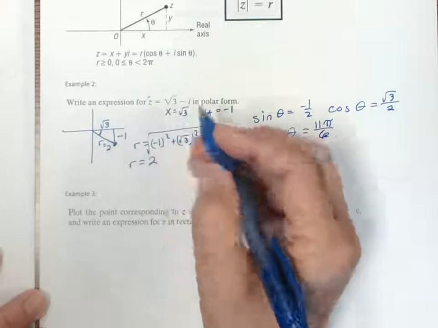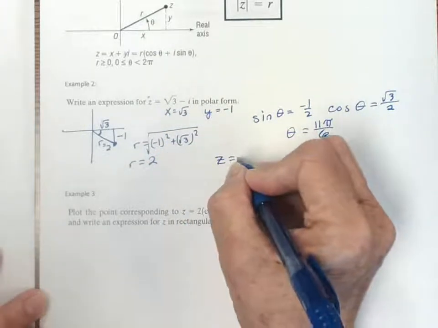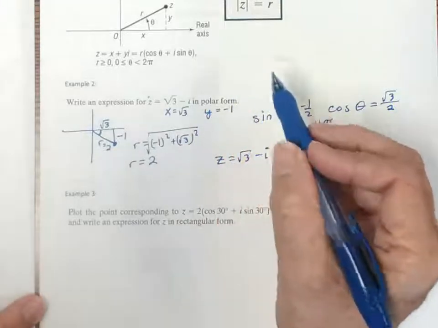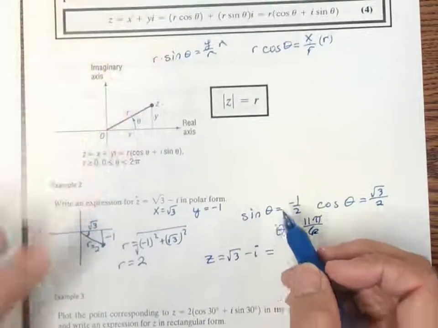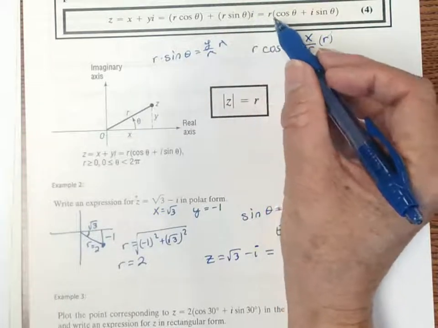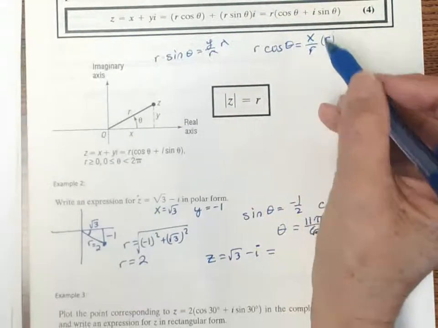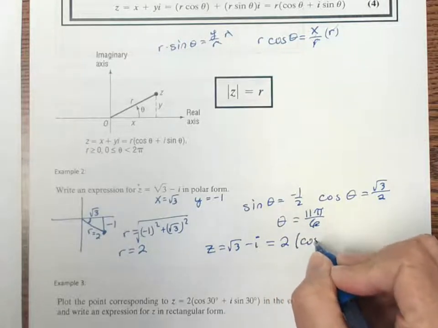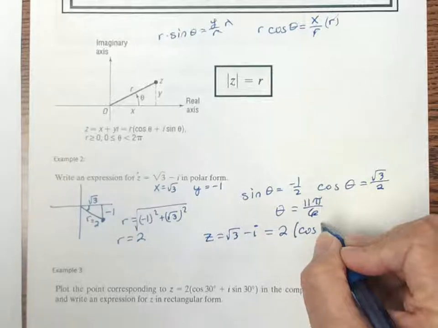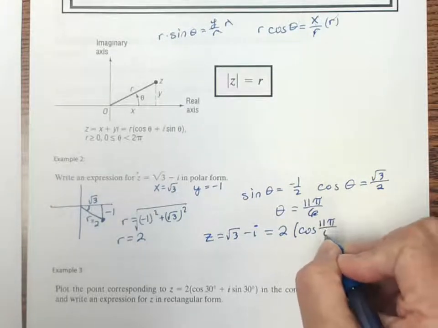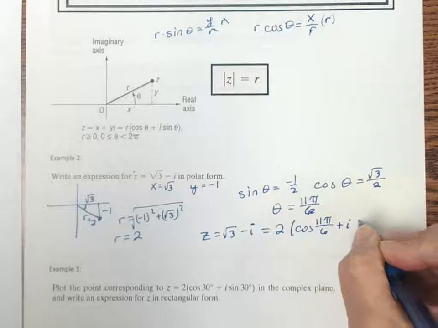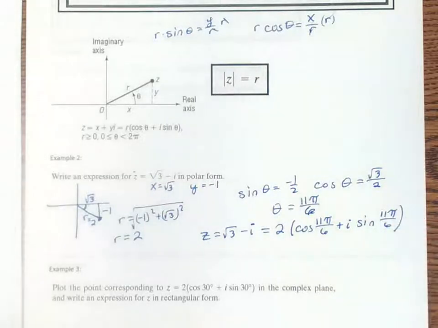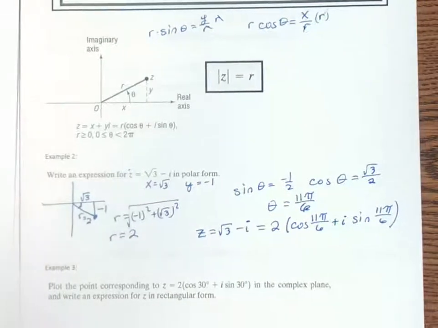So now I can rewrite this. So z equals square root of 3 minus i. If I rewrite it using this formula, oops, where'd it go? Radius times cosine of theta plus i sine of theta. So the radius we said was 2 times the cosine of 11 pi over 6 plus i times the sine of 11 pi over 6. And there we go. We have now written that in polar form.